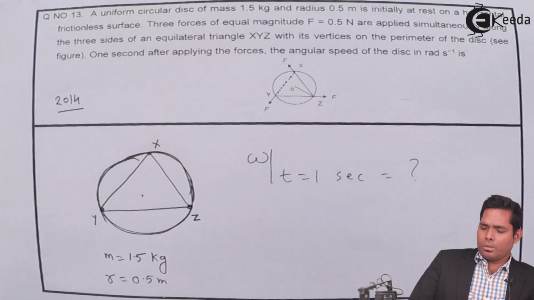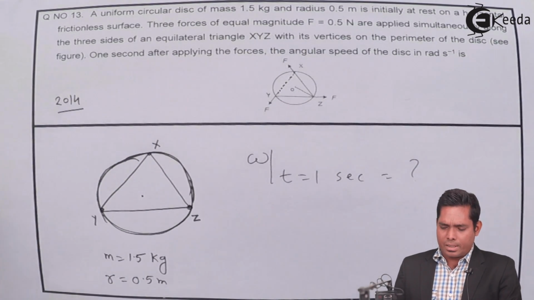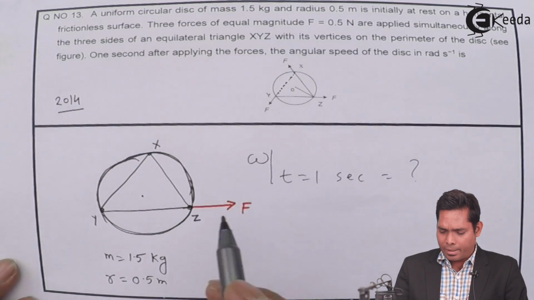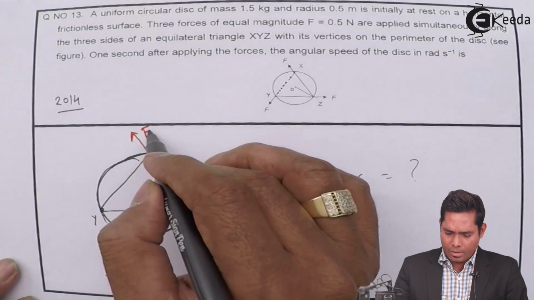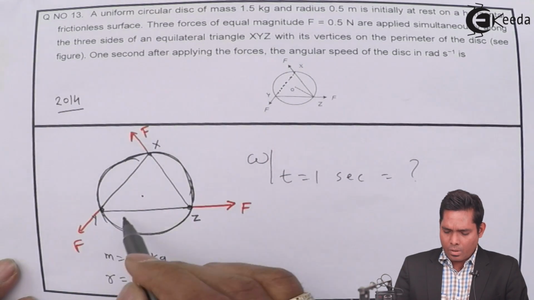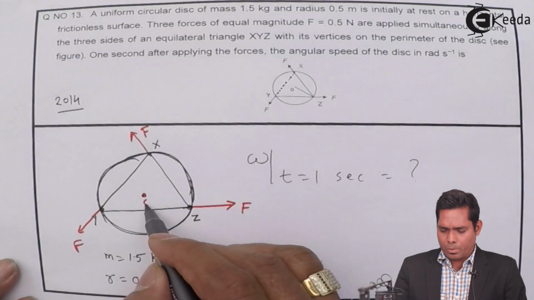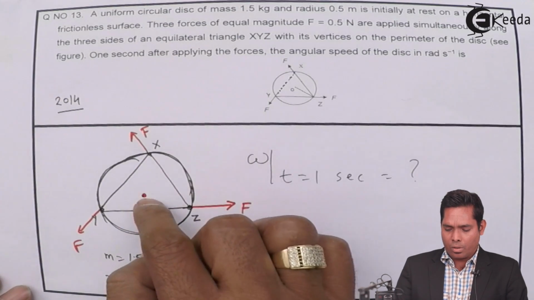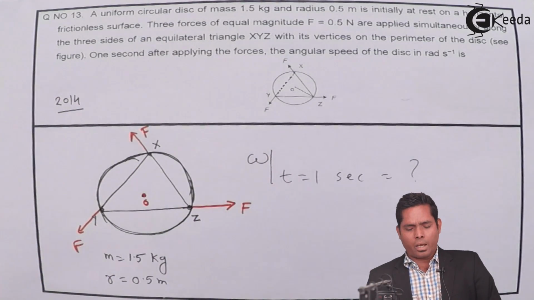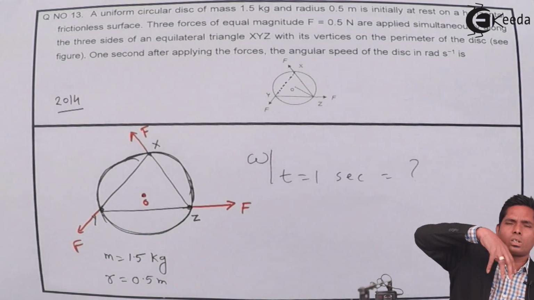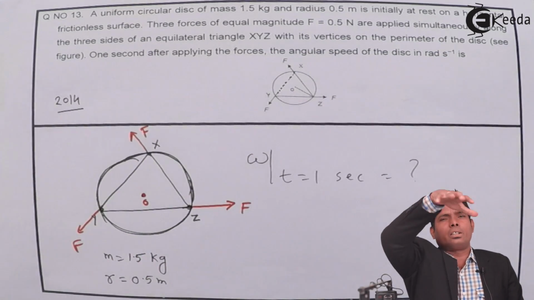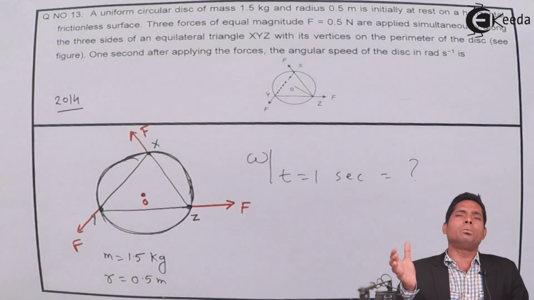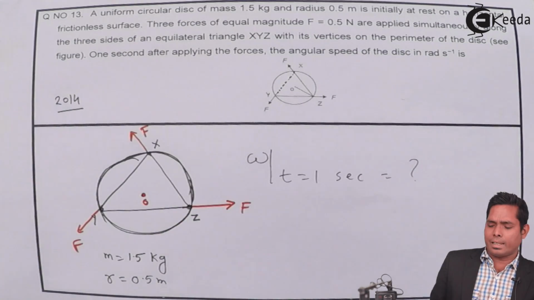Now we have forces applied in this sense, as given in the question. If the disc rotates about this point, suppose O, this force F will rotate the disc in clockwise sense. This force will also rotate the disc in clockwise sense. This is also rotated in anti-clockwise sense. All of these will rotate the disc in anti-clockwise sense.